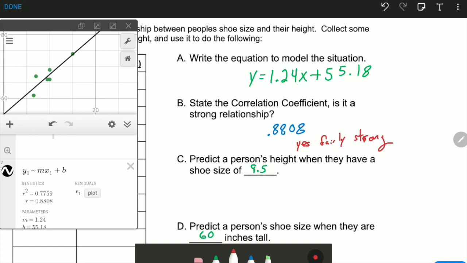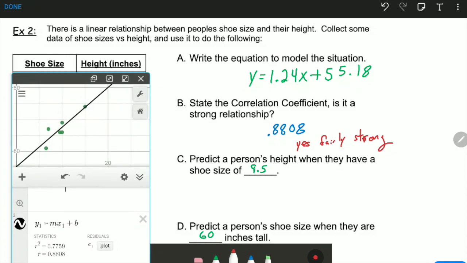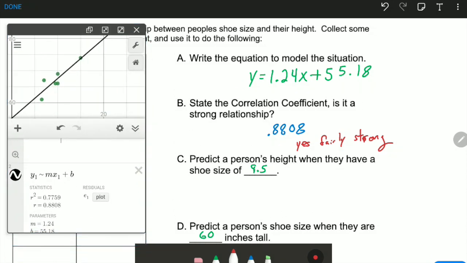The next one, predict a person's height if they have a shoe size of 9.5. So shoe size is our x values. Shoe size is in the x column. So there's one of two ways we could do it. We could plug in our x value into the equation. We plug in 9.5.